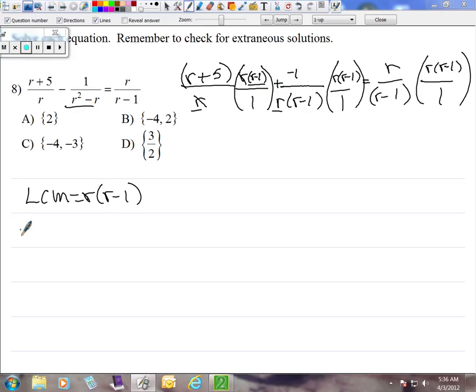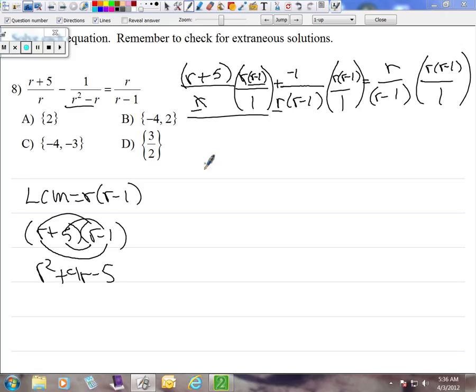Let's do that over here. We have r plus 5 times r minus 1. Well, by now you should be able to FOIL. I'm just going to do it quickly. See, this is r squared, then 5r minus 1r is a plus 4r, isn't it? And then 5 times negative 1 is negative 5. So we have, after all of that, r squared plus 4r minus 5. A little more work to that one.